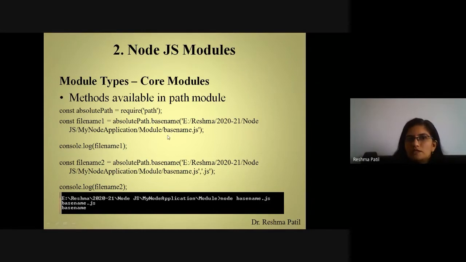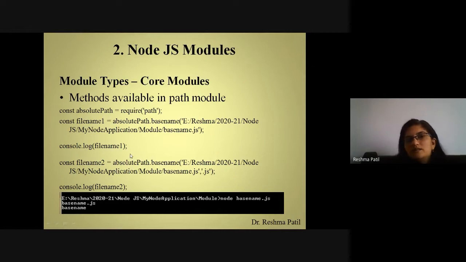The base name is the last name of your file. Whichever file is at the last position of the path, we can get that portion by using the base name method. Here you can see the output: base name .js.